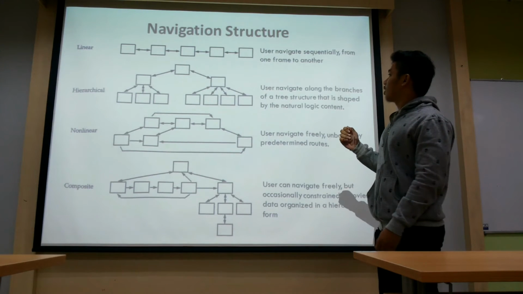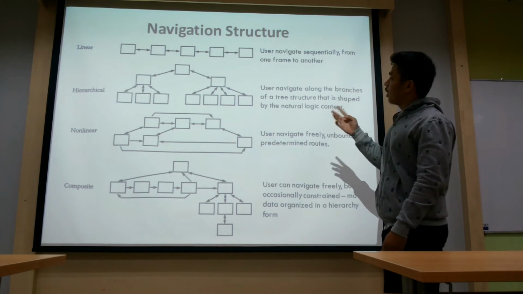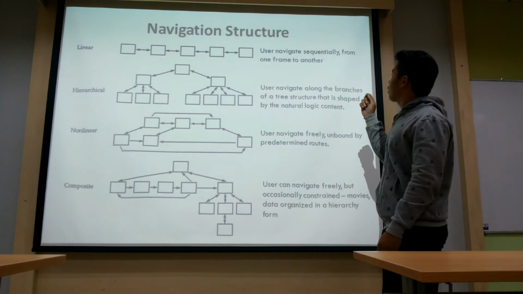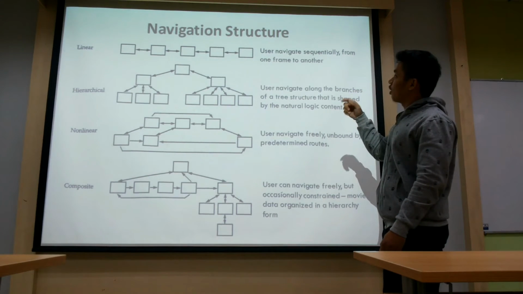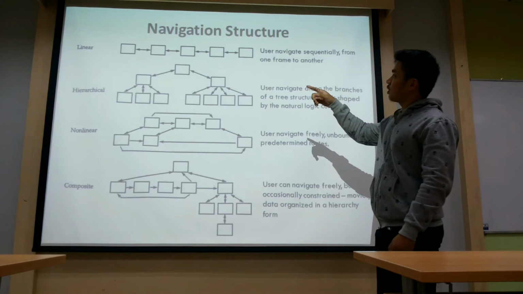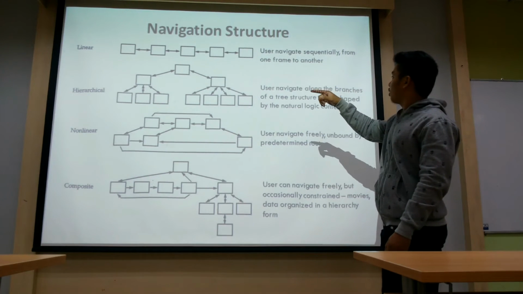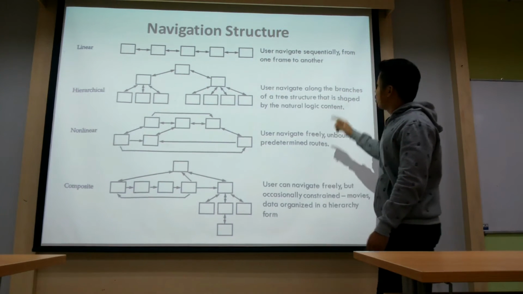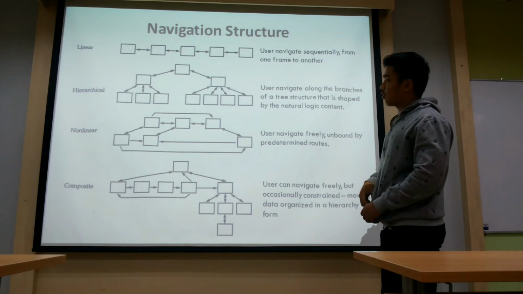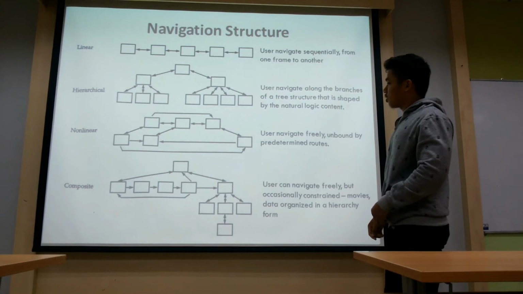This is the navigation structure. As you can see here, it is divided into four: linear, hierarchical, non-linear, and composite. For the linear, user navigates sequentially from one frame to another. At the front, you can see the figure shows the linear in the linear form and the hierarchical in the hierarchical form. User navigates along the branch of a tree structure that is shaped by the natural logic of the contents. In the non-linear, user navigates freely, unbound by predetermined routes.